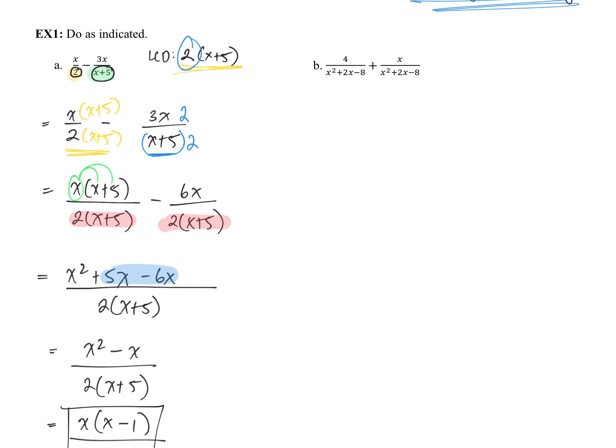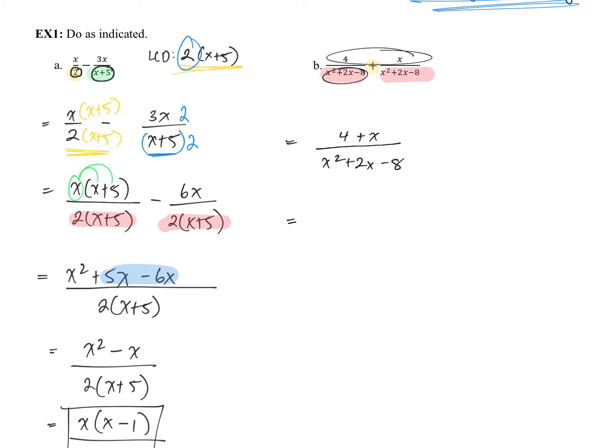This one looks a lot more complicated. We have a plus sign, not too bad. Now let's take a look at the denominators. You know what? The denominators are actually the same thing. So I don't need to change them, which means I'm just left with 4 plus x in the top, and then x squared plus 2x minus 8. So I kept the denominators and added the numerators.